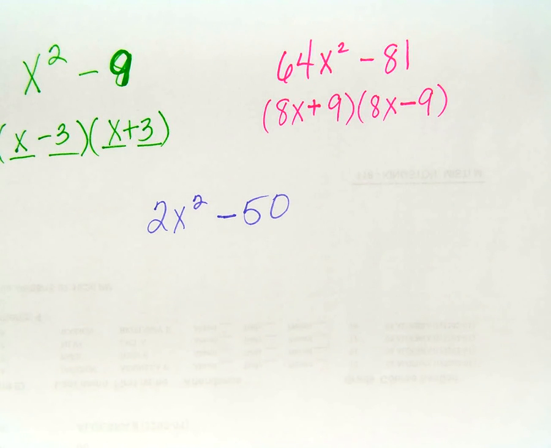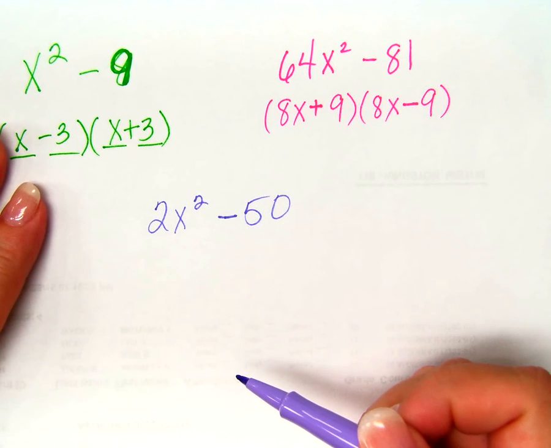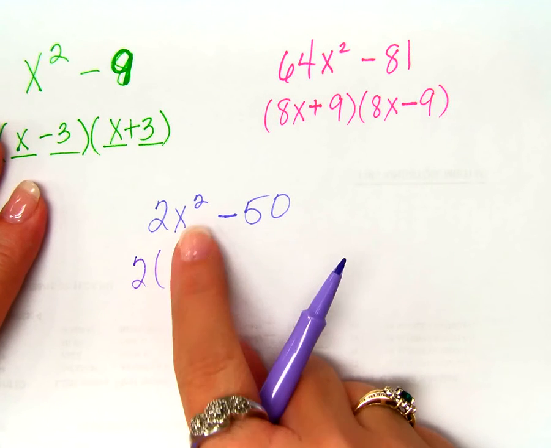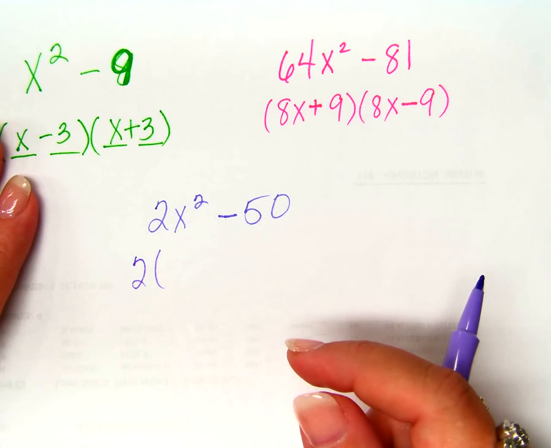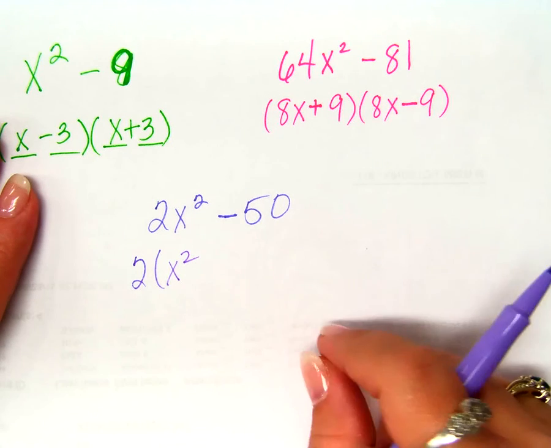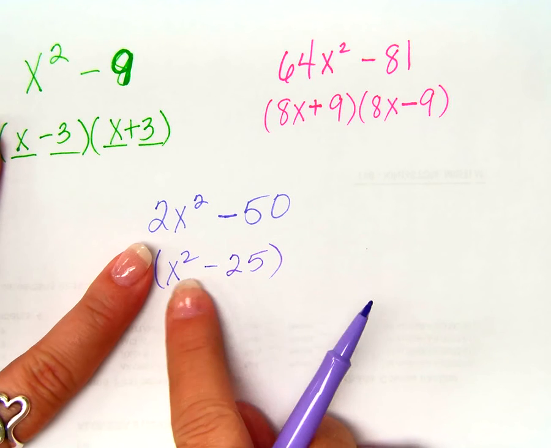each of the numbers are divisible by 2. Excellent. So, should I factor a 2 out of each term before I start? Yeah? If I divide that term by 2, what am I left with? X squared. If I divide that term by 2, what am I left with? Minus 25.